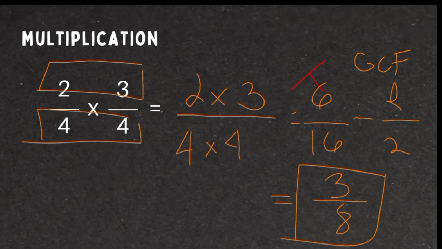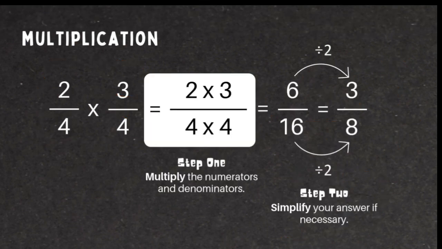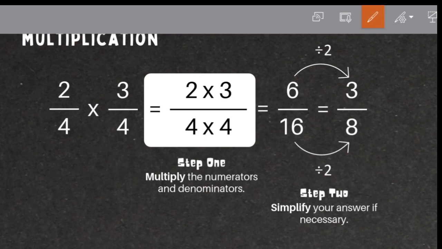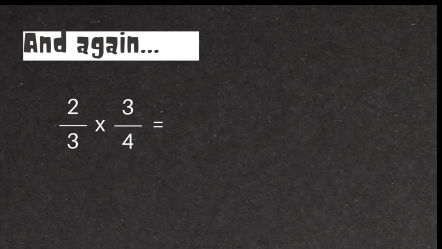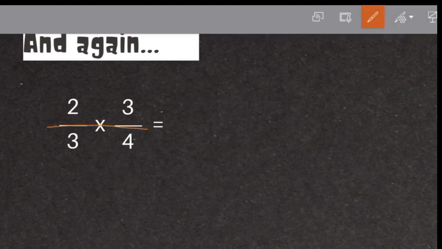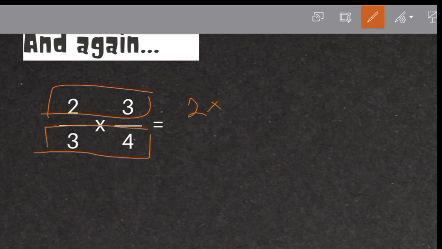Here's a clearer picture of it if you don't understand my handwriting. As you can see, you just need to multiply the numerators and denominators and simplify. So again, we have another example here. You see, they're dissimilar fractions, right? But you just need to multiply. There's no extra step. So 2 times 3 and 3 times 4.